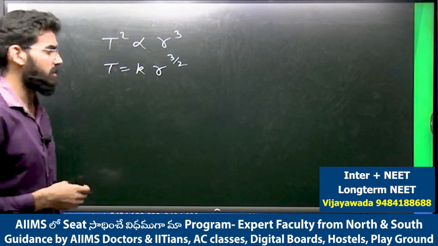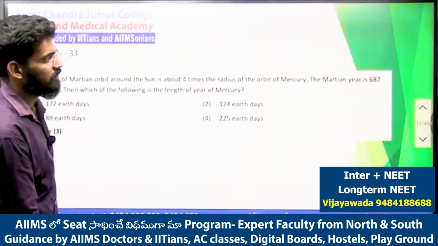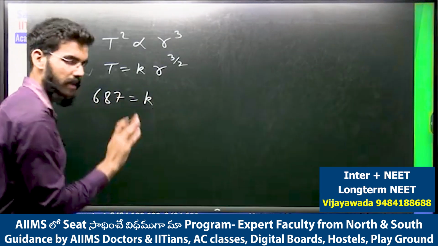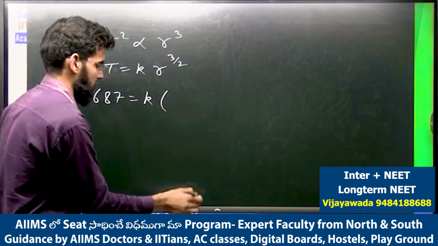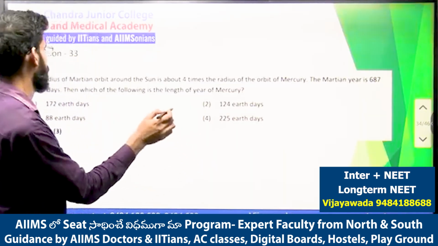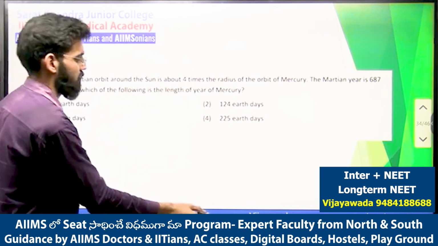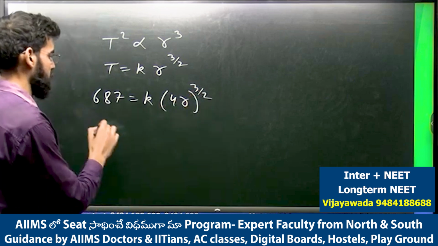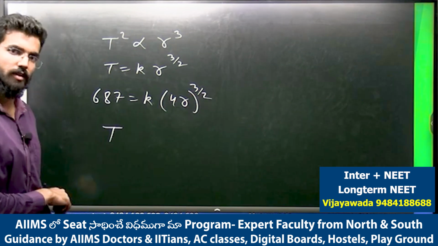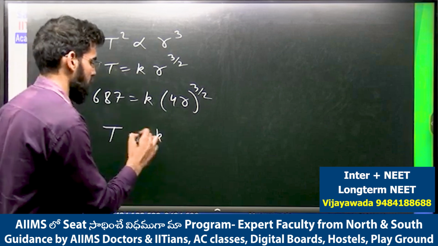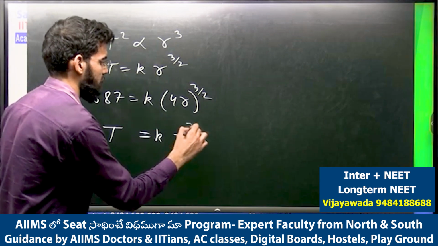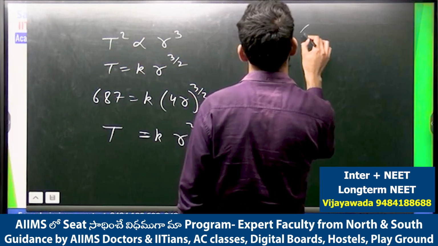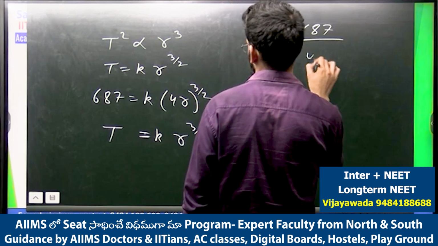So for Mars, the time is 687. 687 is equal to that constant K as it is, and Mars radius is 4 times the radius of the orbit of Mercury. So 4R to the power 3 by 2. Next, for Mercury you write some T number of days is equal to the same constant and R to the power 3 by 2. Divide both of them. T will come as 687 by 4 to the power 3 by 2.